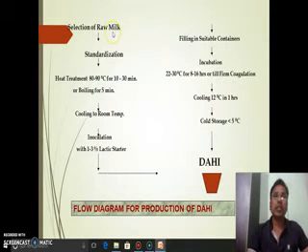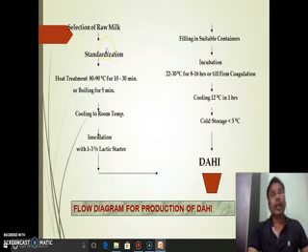After receiving the raw milk, this milk is standardized. Now let's see the definition of standardization. Standardization is the process of maintaining the desirable amount of the fat and SNF content. So in this standardization process, milk is standardized at 4% fat and 8.5% SNF.